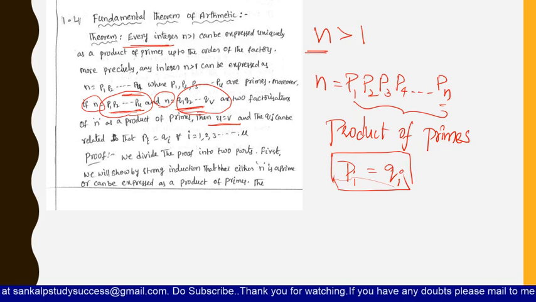Now, how do we prove this? That means, how can you prove that an integer can be expressed in the form of a product of primes? Let us see how we can prove this. Here we divide the proof into two parts, the first step and the second step. In a step-by-step procedure we need to prove the theorem.